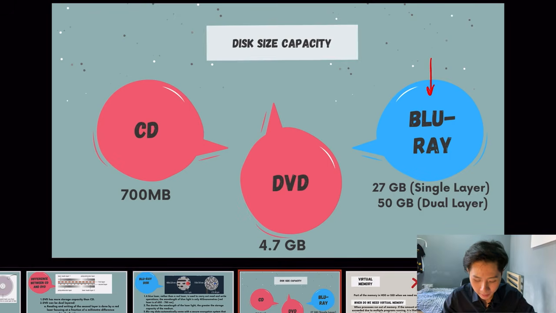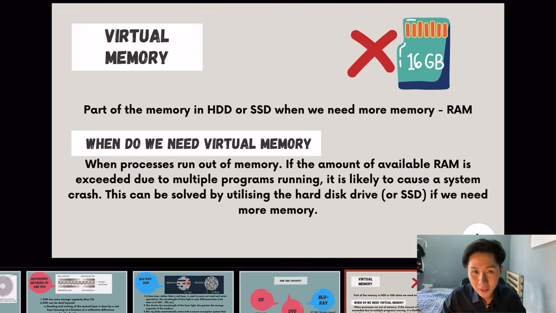Alright, and that's the third type of memory, which we call optical media. We have the CD, DVD, and the Blu-ray disc. The fourth type of memory is a little bit tricky to understand. It's called virtual memory. It's called virtual because it's not a hardware component, but something that computer scientists use to make up for the lack of RAM storage.